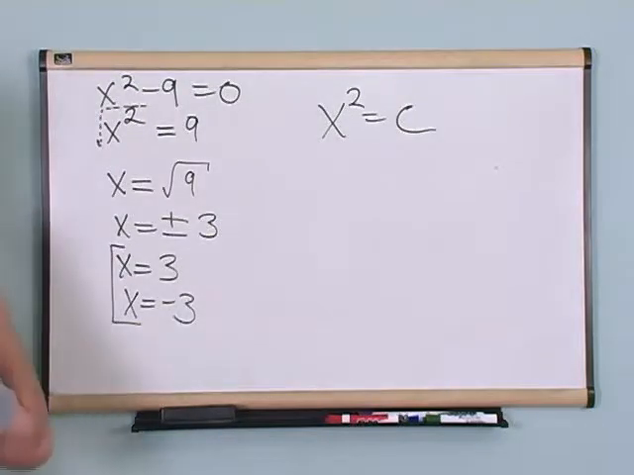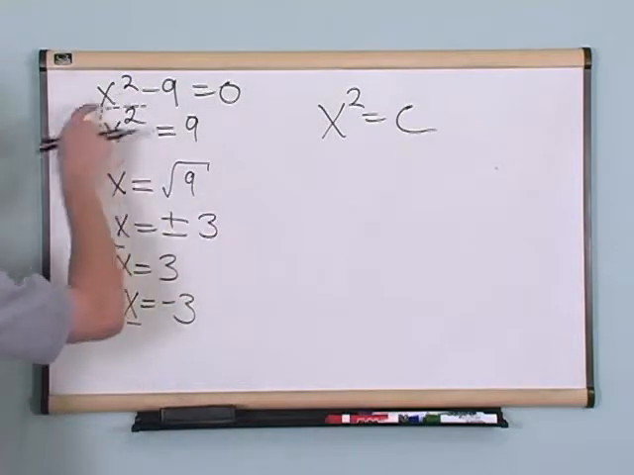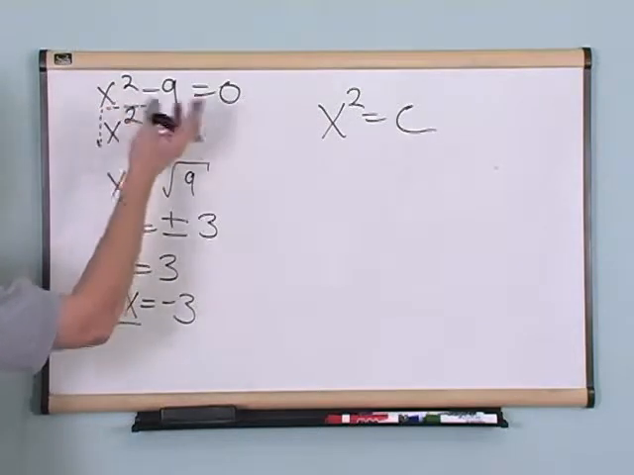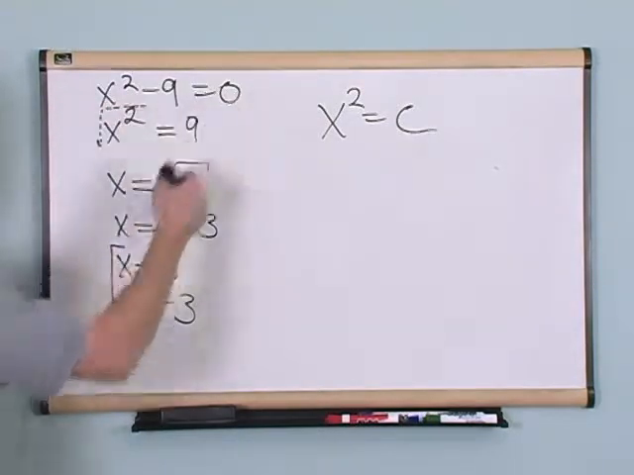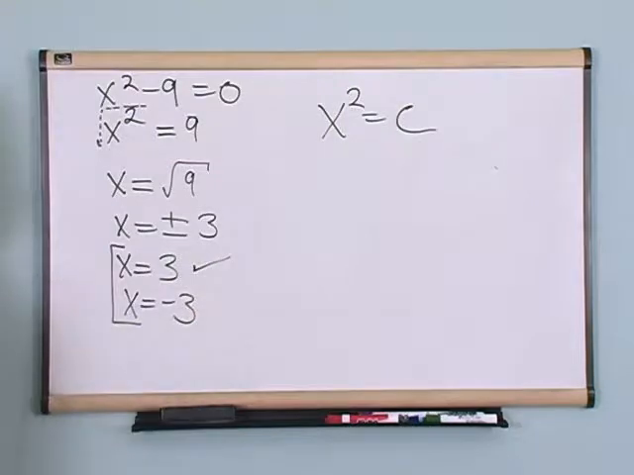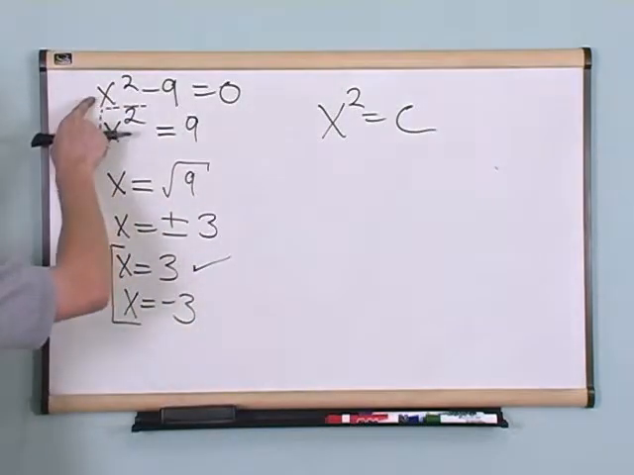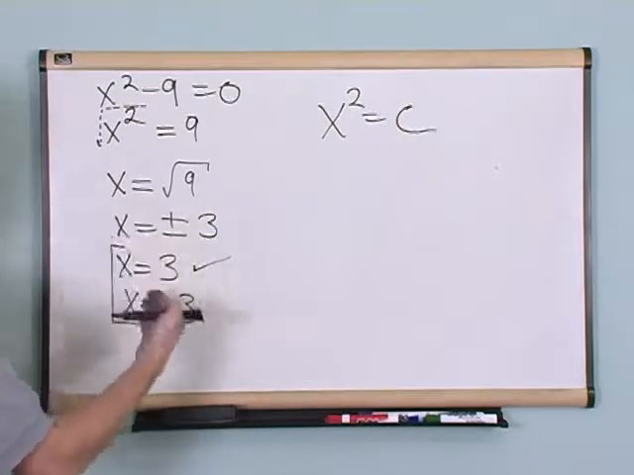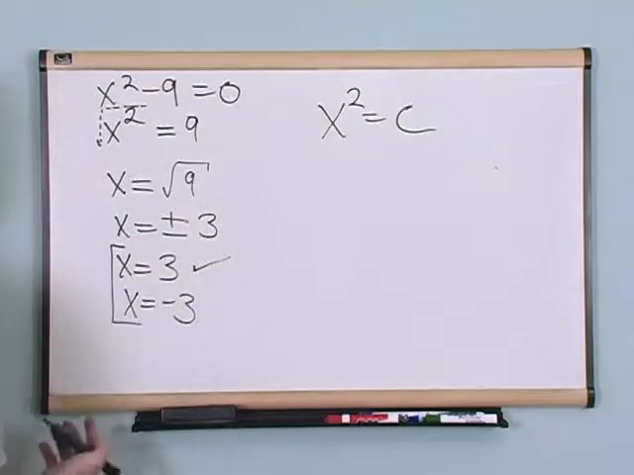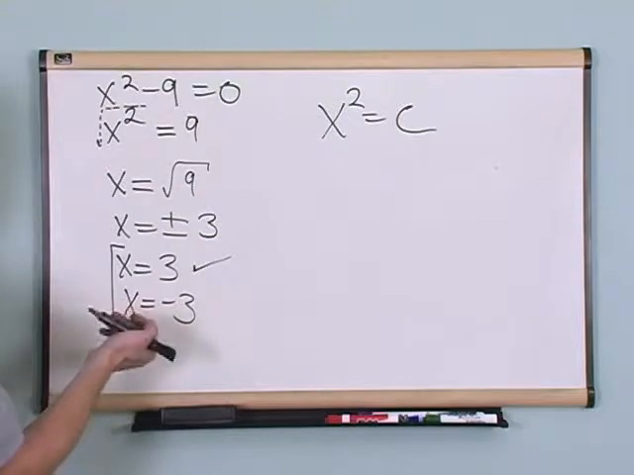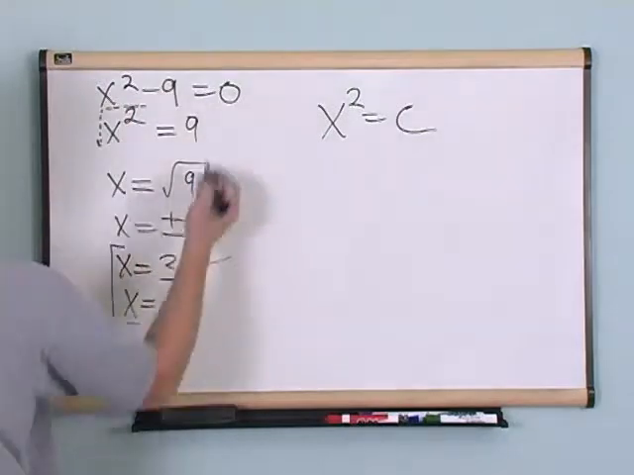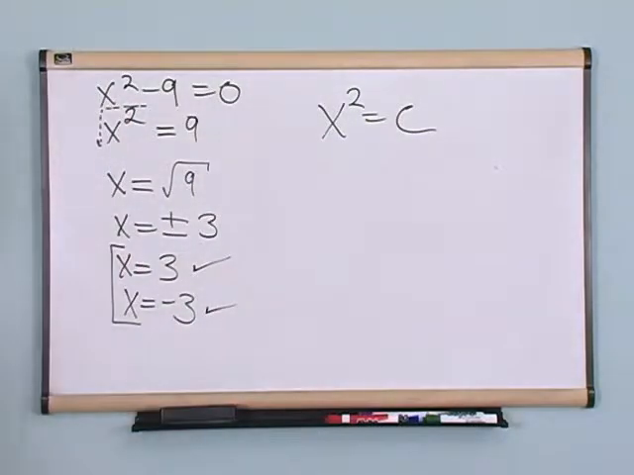Let's figure out why. If we take 3 and put it in here, we've got 3 squared, which is 9. 9 minus 9 is 0, so that checks. If we take negative 3 and put it in here, negative 3 squared, again, negative 3 times negative 3 is positive 9. Negative times negative gives me a positive. 9 minus 9 is 0, so this solution checks.